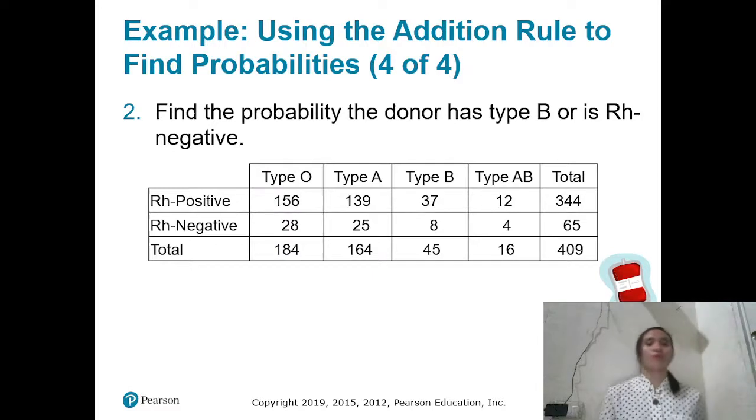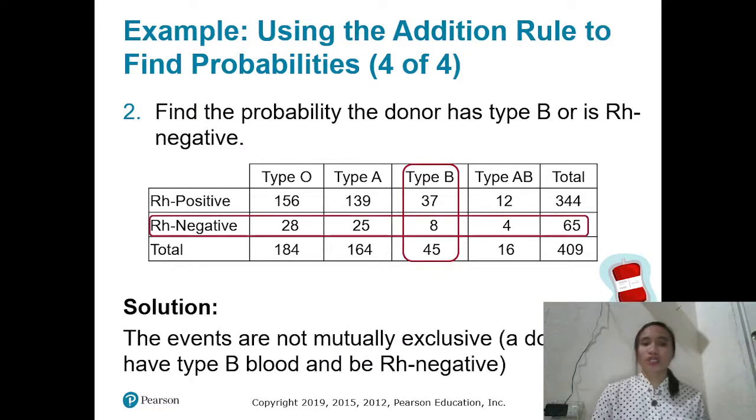Example number 2. Find the probability that a donor has type B or is Rh negative. The first column has the Rh positive and negative, and then type O, type A, type B, type AB, and the total. Find the probability. So, solution.